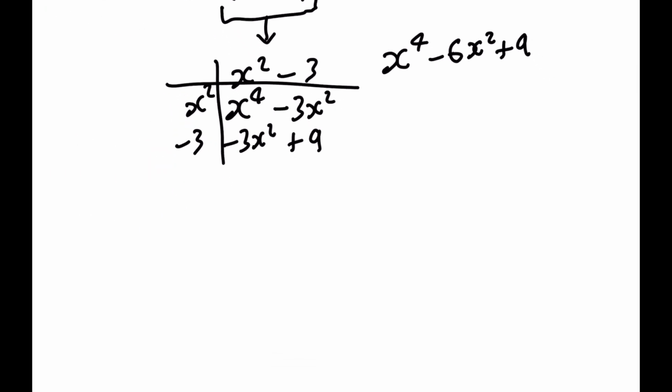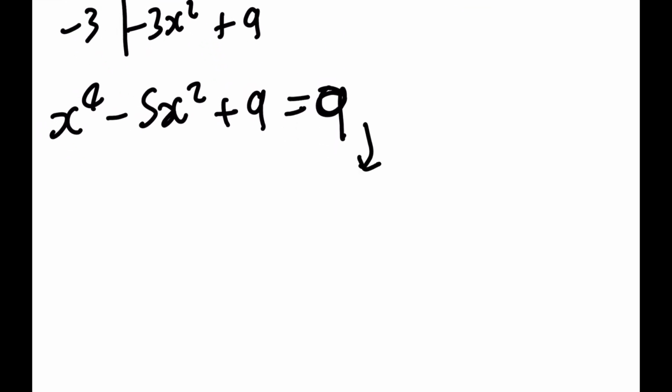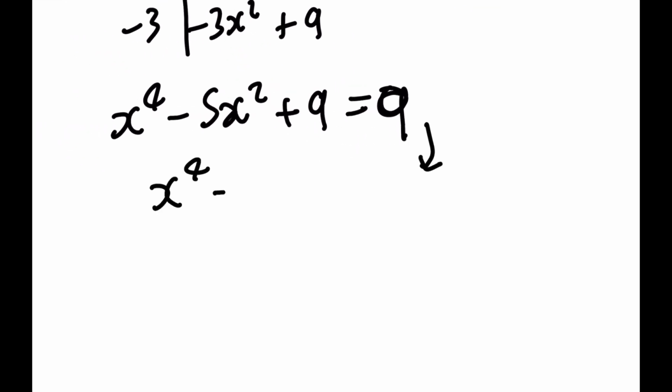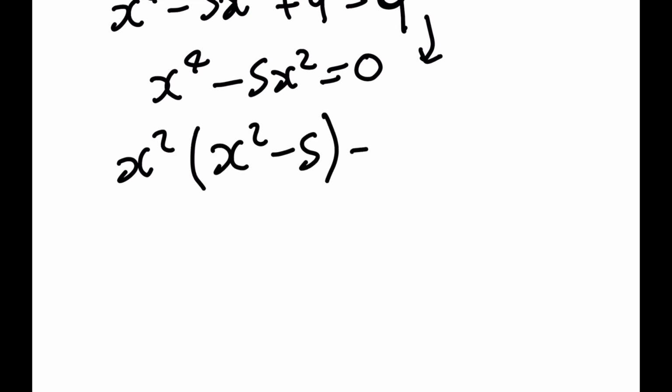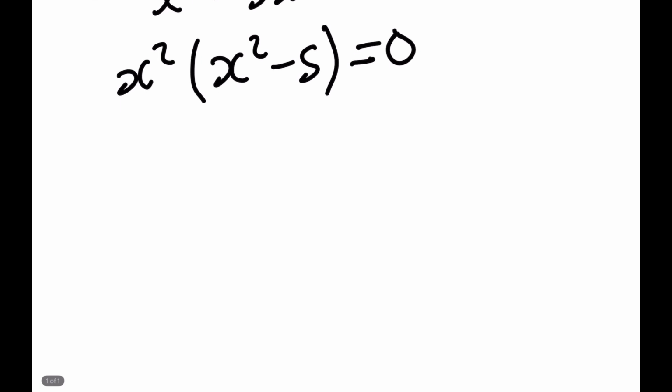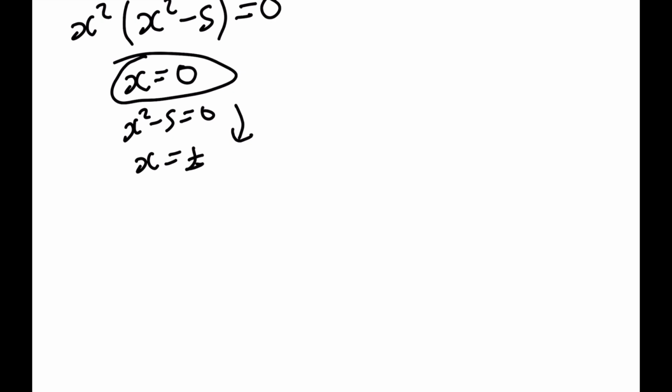And if we substitute that back into the equation, we're going to get x to the power 4 minus 5x squared plus 9 is equal to 9. And we can take away 9 on both sides. So we're going to get x to the power 4 minus 5x squared, which is equal to 0. And we can take out x squared, and x squared times (x squared minus 5) is equal to 0. So we have two values for x. x could be 0, because x squared is equal to 0, so x must be equal to 0. And x squared minus 5 is equal to 0, so x could be equal to plus or minus root 5 as our values for x.